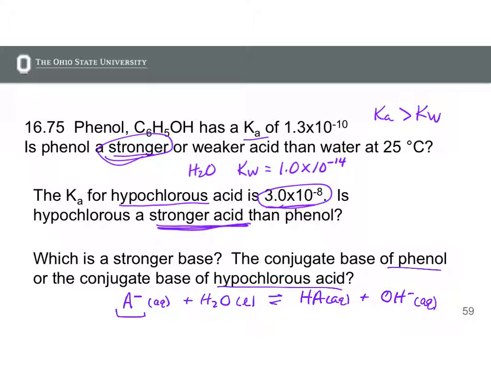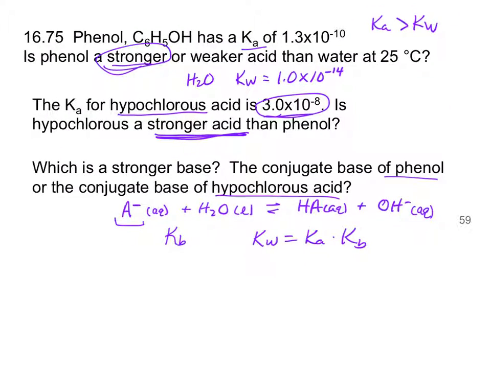Because we're working with a base, we'll have Kb values associated with these. We know the Ka values for phenol and hypochlorous acid, so we could calculate the Kb values using the expression Kw equals Ka times Kb and solve for Kb. And then we could compare those. The larger Kb value will be the stronger base.